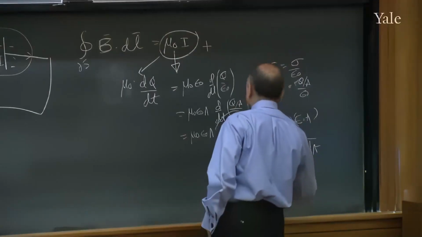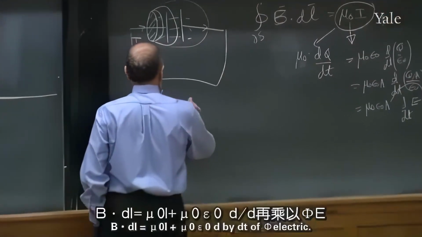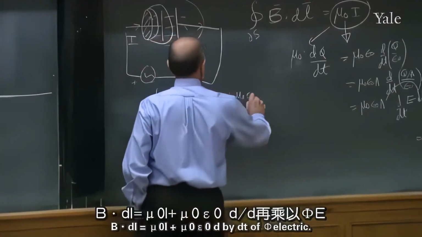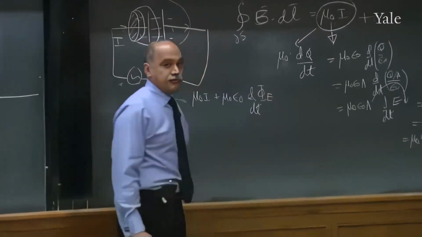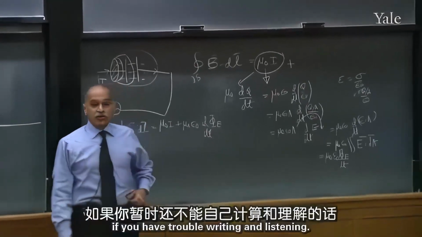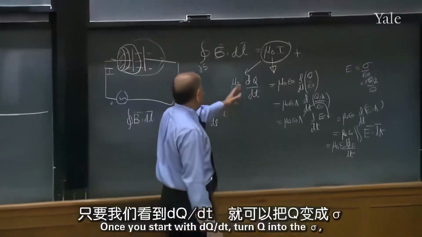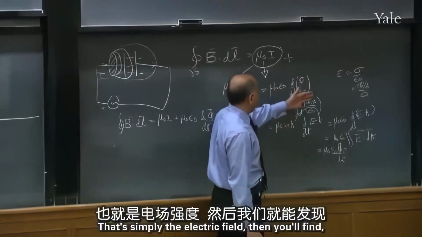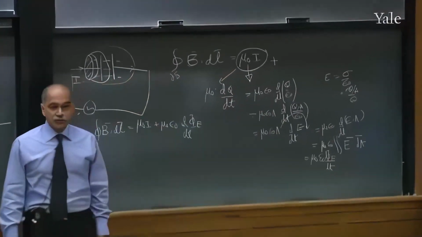d by dt. Therefore, my modified law is going to be B dot dl equals mu 0 I plus mu 0 epsilon 0 d by dt of phi electric. That's the bottom line. You can fill in these blanks if you have trouble writing and listening. I'm just saying, go to the region between the plates. Once you start with dq dt, turn q into the sigma, the charge density on the plates. That's simply related to the electric field. Then you'll find this is simply the electric flux rate of change times mu 0 epsilon 0.